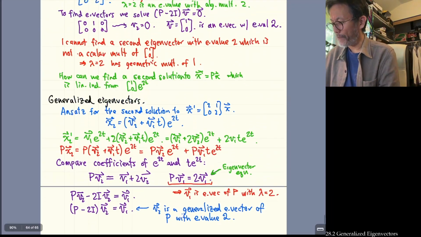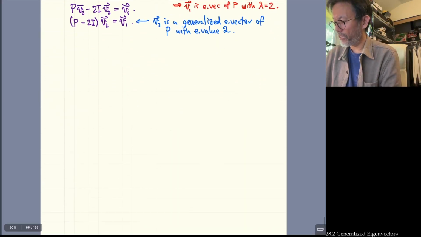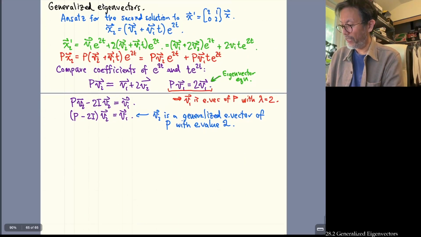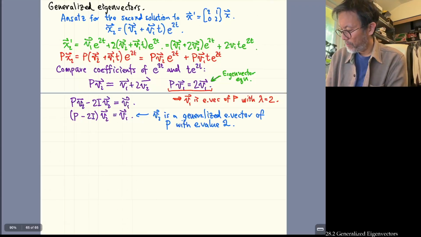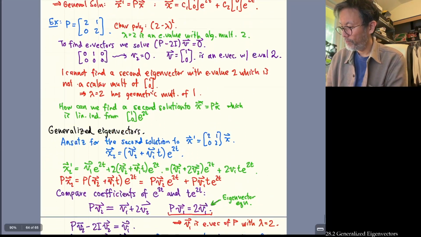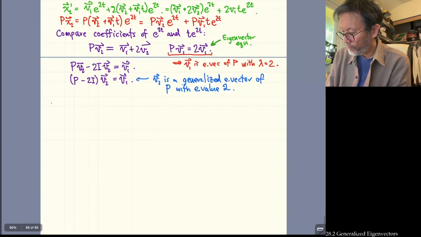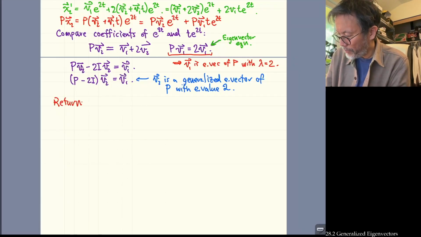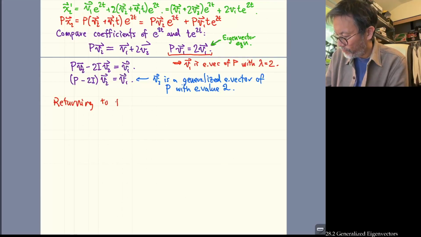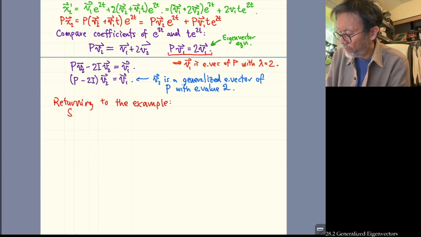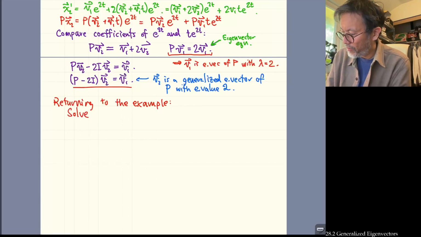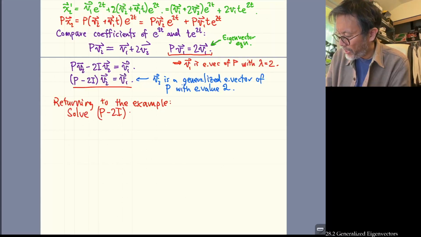So-called critical damping, I think is what we called it in the context of harmonic oscillators. So what we should do then for our problem, returning to our example, is that we want to solve now this equation. So we want to solve P minus 2 times the identity times V2 is equal to 1, 0.